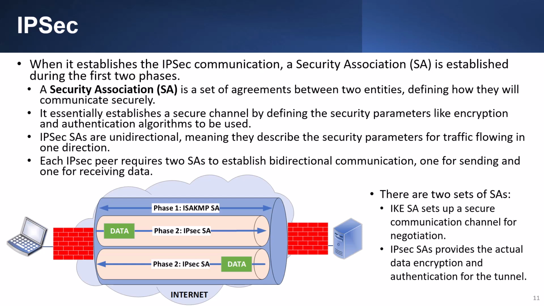Each IPSec peer requires two SAs to establish bidirectional communications, one for sending and one for receiving data. There are two sets of SAs. IKE sets up secure communication channels for negotiation, and IPSec SAs provide the actual data encryption and authentication for the tunnel.